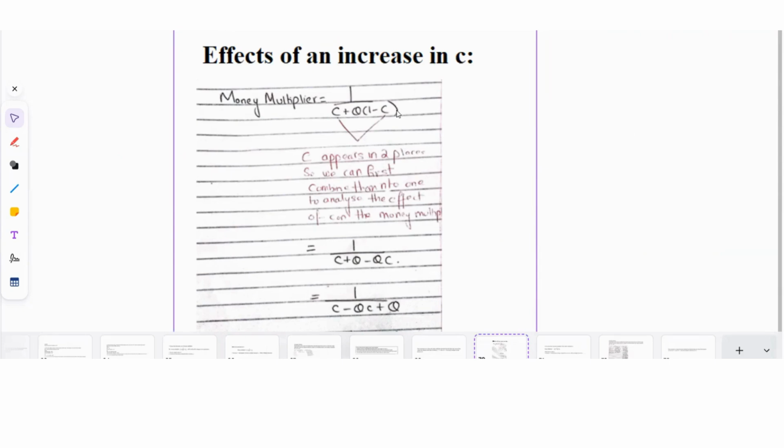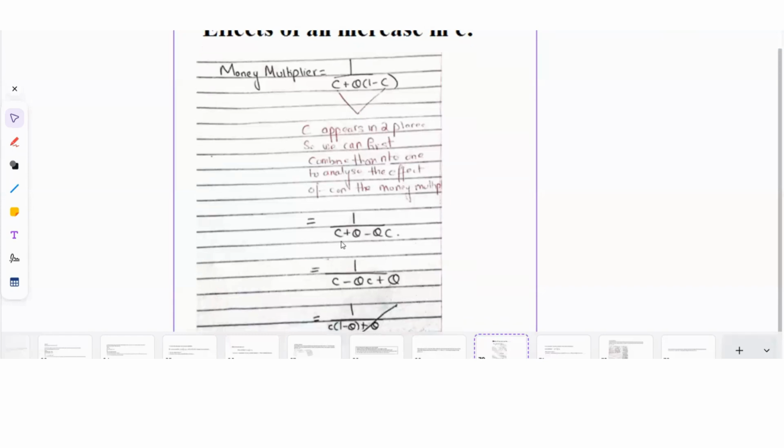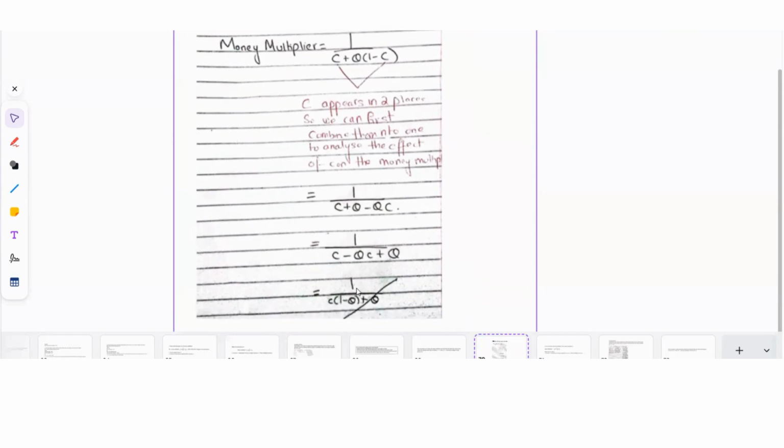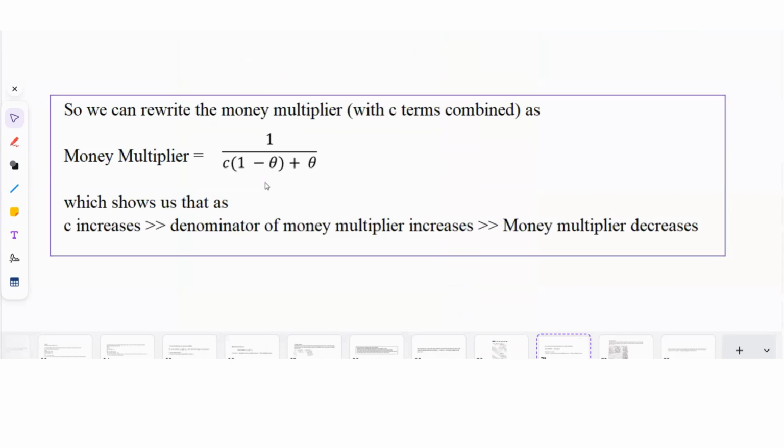So for this, let's just write this up. We can expand this as 1 by C plus theta minus theta C. Now we can combine the C terms into one. For that, we'll write it as 1 by C minus theta C plus theta. And then this becomes 1 by C, 1 minus theta plus theta. So basically, we've rewritten the money multiplier with C terms combined as follows: 1 by C times 1 minus theta plus theta.